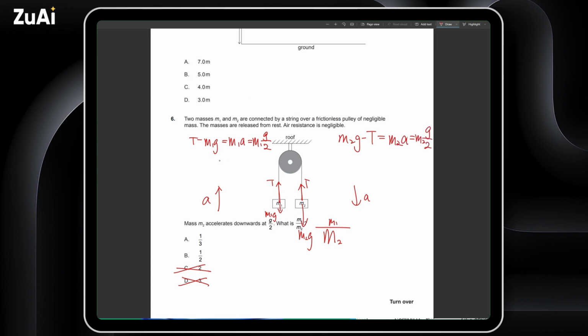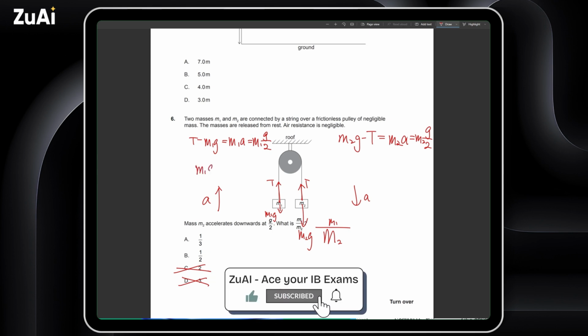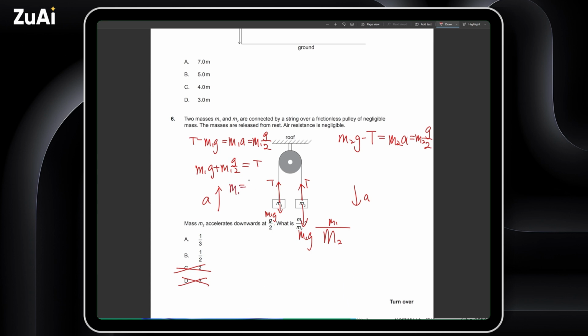Let's make M1 on the left hand side and non-M1 on the right hand side. Then you will have M1g plus M1g over 2 equals T. After simplifying and making M1 be the subject, you should have 2T over 3g. This is the first important message. Second, similarly, you can make M2 be the subject. After some calculation and rearranging, you should get 2T over g for M2.